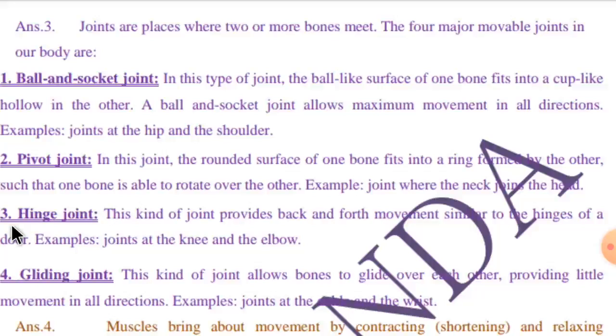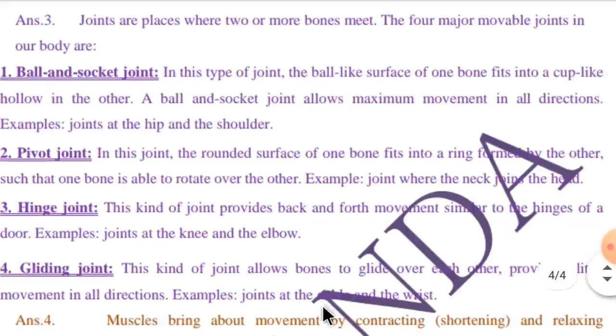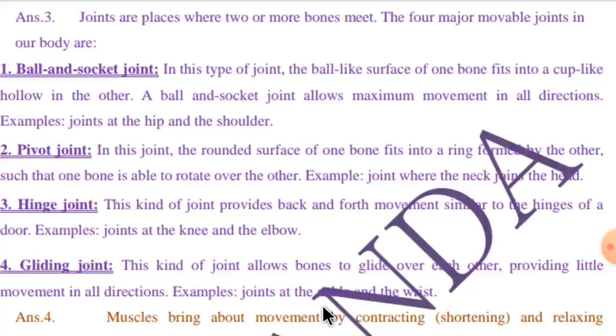Hinge joint. This kind of joint provides back and forth movement similar to the hinge of a door. For example, joints at the knee and the elbow. Let's see the next. Fourth is gliding joints. This kind of joint allows bones to glide over each other, providing little movement in all directions. For example, joints at the ankle and the wrist.